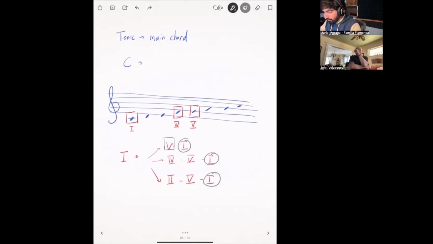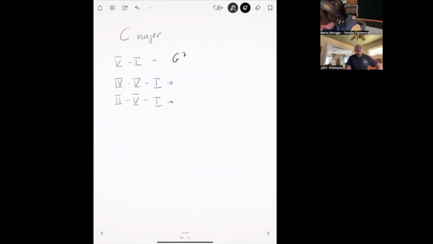If I want to do the 4-5-1, I would do the fourth grade, then the fifth, and then the first. If I want to do the 2-5-1, I would do the second grade, the fifth grade, and the first one. Let's write it down in C major. Those cadences have names, but I don't remember them. In the C major example, the 5-1 sequence is going to be G7 to C.